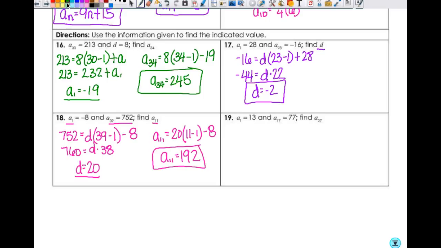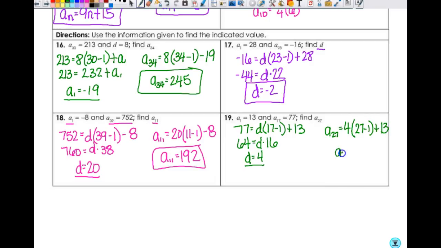All right, now I need A27. It's along the same lines as that one right there. So I have A17. 77 is equal to the common difference times N, which is 17 minus 1, plus A1, which is 13. So I'm going to subtract 13 from both sides. I get 64 is equal to D times 16. So D is equal to 4. To find A27, that's equal to the common difference times N minus 1 plus A1. So A27 is 117.